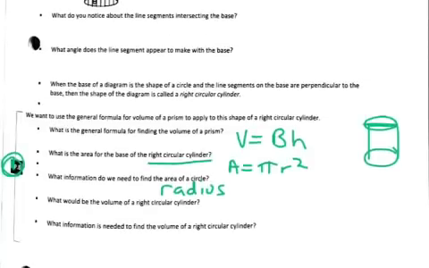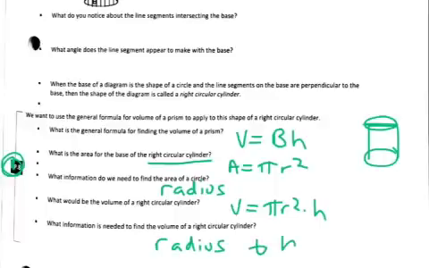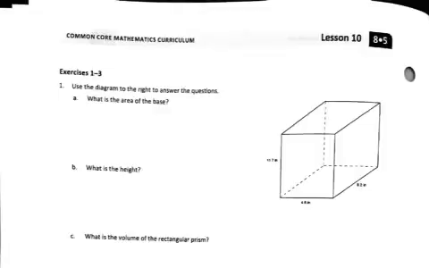What would be the volume of a right circular prism? So the volume of a right circular prism is going to be volume equals our base area, which is pi r squared, times our height. And what information is needed to find the volume of a right circular prism? Of course, we need to know the radius and the height. Okay? So let's go ahead and try a few of these. So go ahead and turn to page 45 right now.